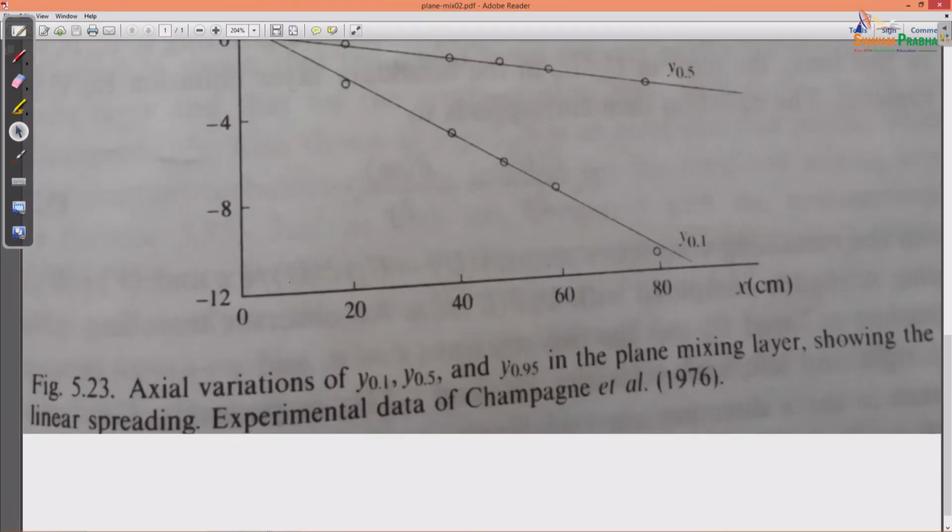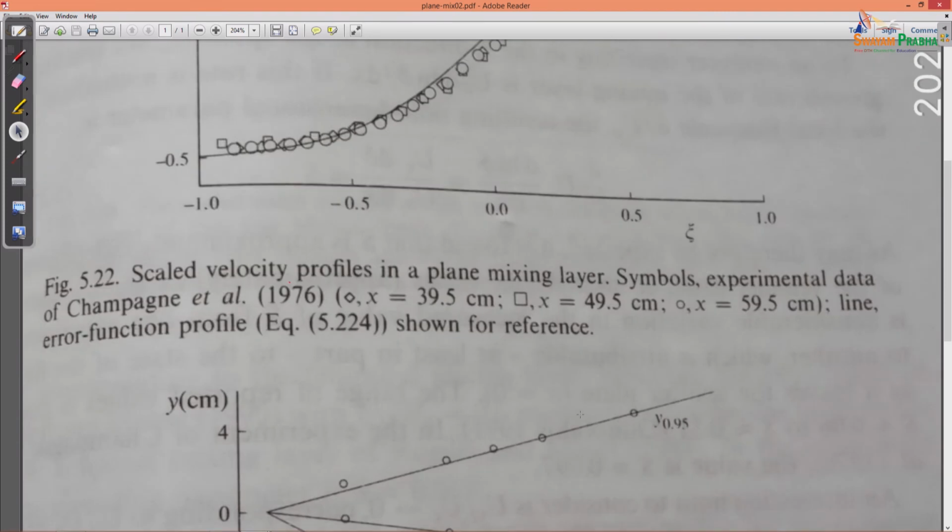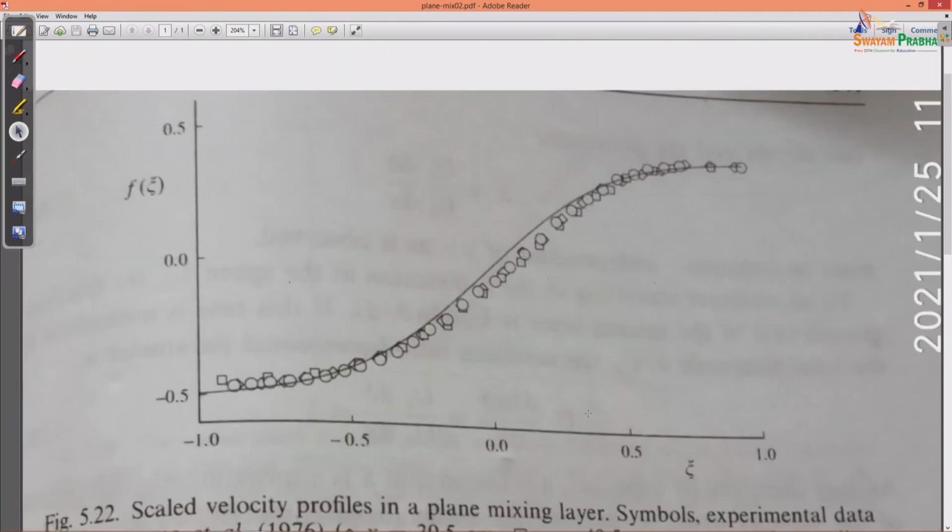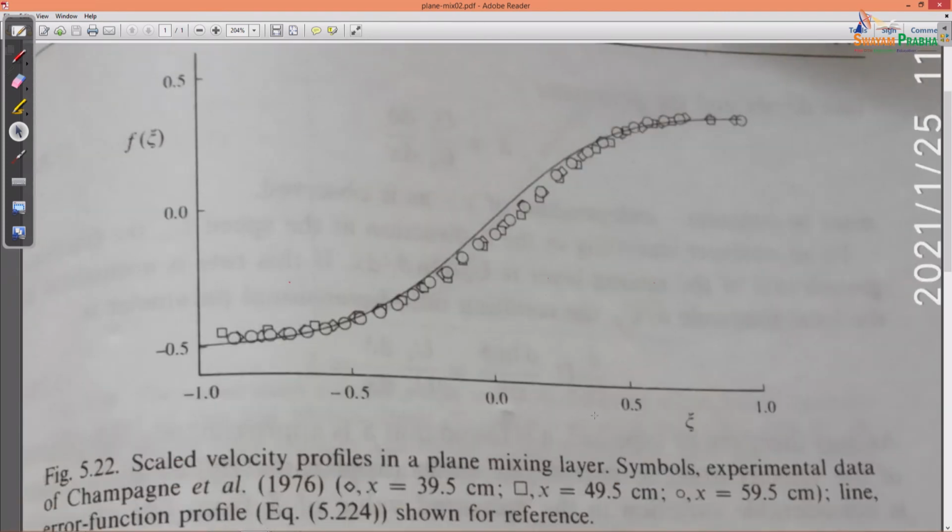I think we will stop here. Essentially, if I might just round this up a little bit. This is the spread that we are looking at. When I look at the self similarity, I am basically looking at f, the mean velocity by the centerline velocity, and that is self similar. This is what it means.